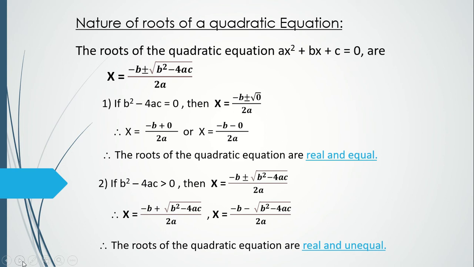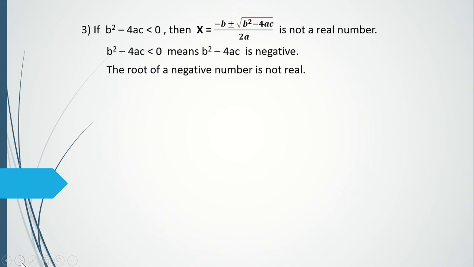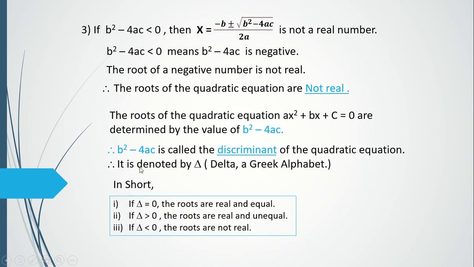If b square minus 4ac is greater than 0, then the roots are going to be real and unequal, and if it is less than 0, then the nature of the root is going to be not real. Okay, and b square minus 4ac is called a discriminant. In short, we had seen if delta is 0, roots are real and equal. If delta is greater than 0, the roots are real and unequal. And if delta is less than 0, the roots are not real.